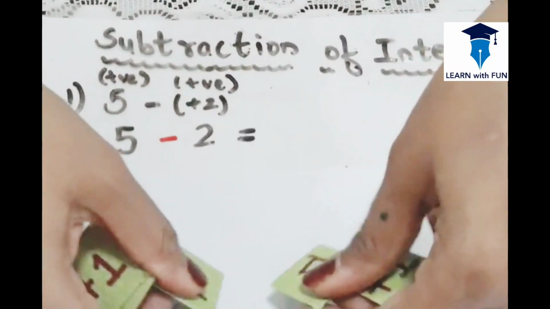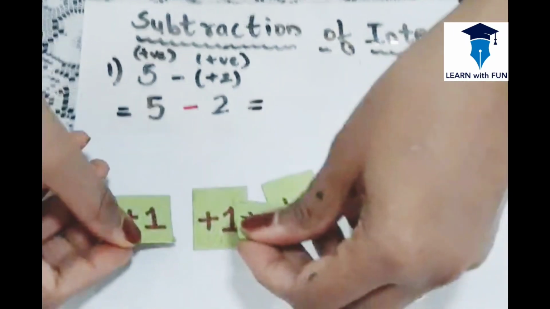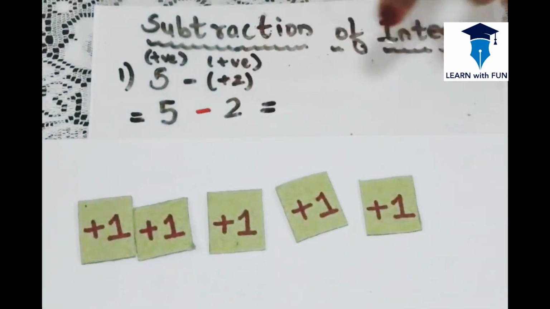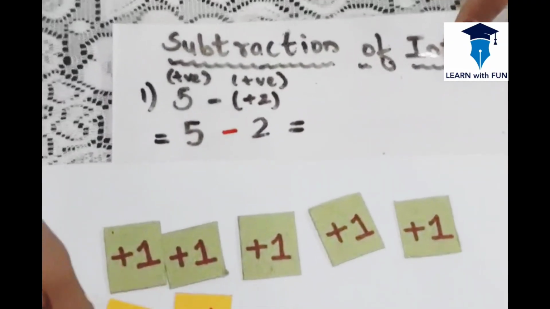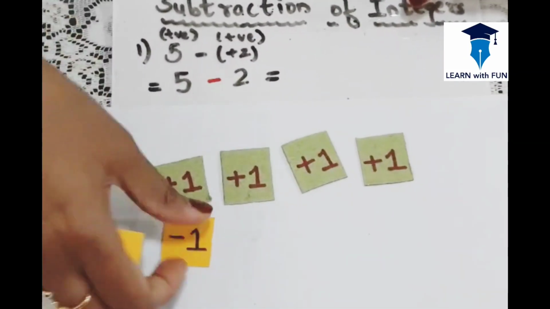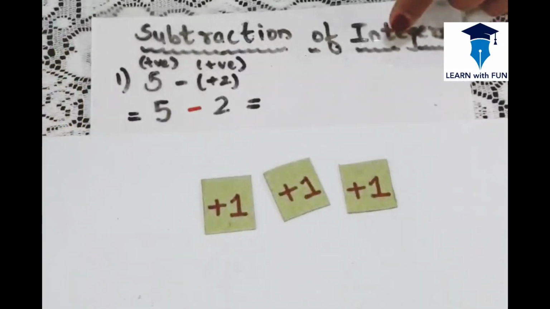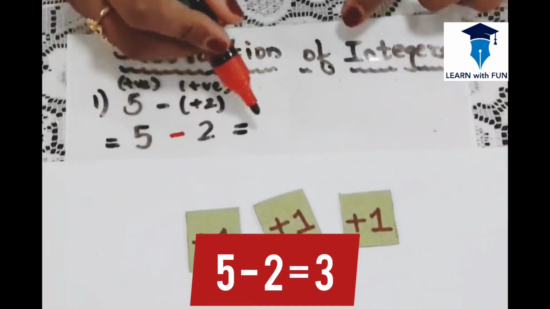For 5 minus 2, you are going to take 5 tiles of positive numbers, and from this you are going to take minus 2. So you are going to take 2 tiles of negative numbers. So plus and minus 0, plus and minus 0. So simply 5 minus 2 is going to give you the answer as 3.